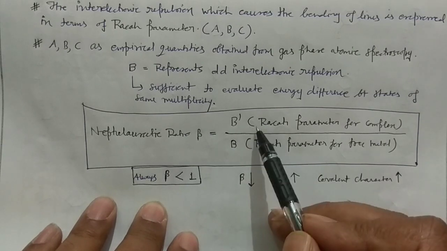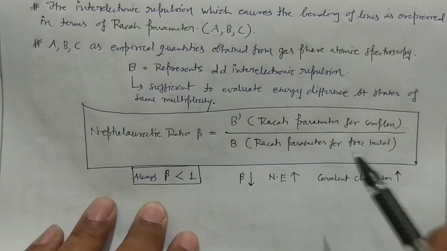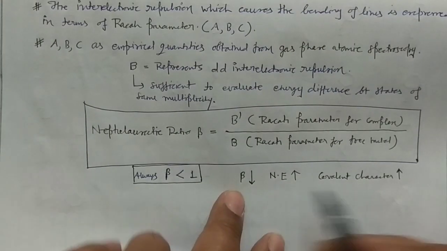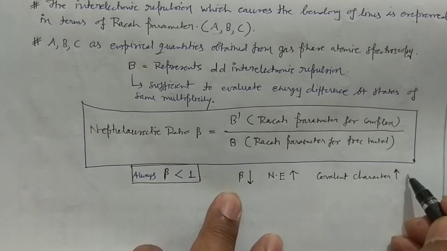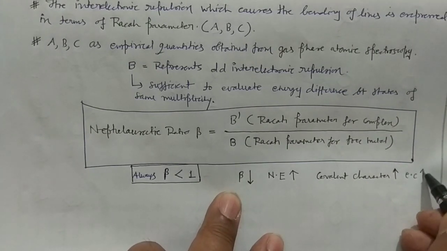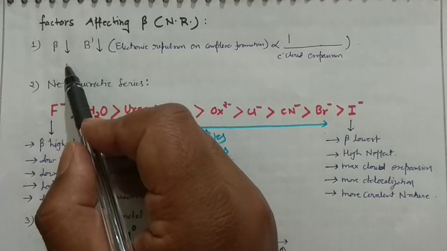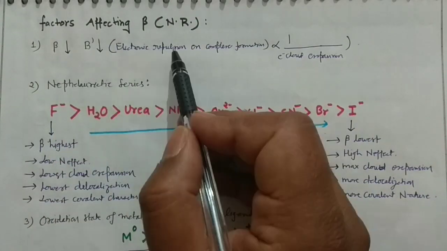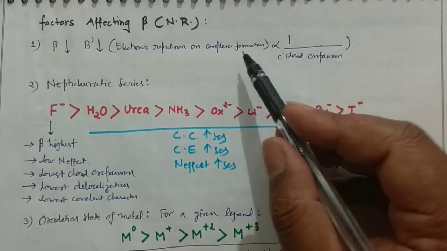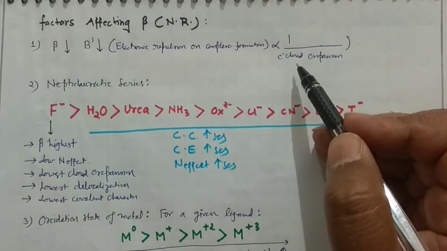And when repulsion decreases, then electron cloud expansion increases. This you should remember. Okay, so here you can also write one point: electron cloud expansion increases. Okay, guys, so here you can see that when beta goes down, then the repulsion goes down. When repulsion goes down, then the nephelauxetic effect will increase. That's why they are inversely proportional, as I have explained.